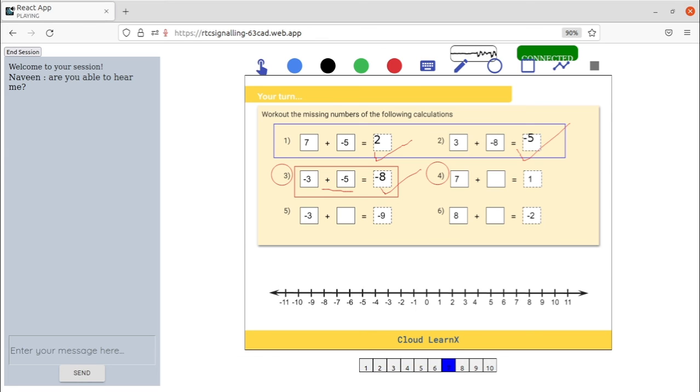Could you try question number 4? Yeah. So for that, should we use a number line? You could, or if you don't want to, you don't have to. If you can do it mentally, you can do it mentally. That's totally fine, up to you. So, could you read question number 4? What has happened?